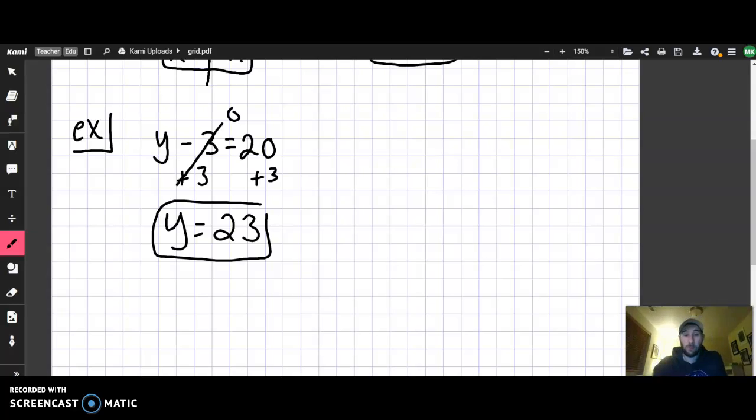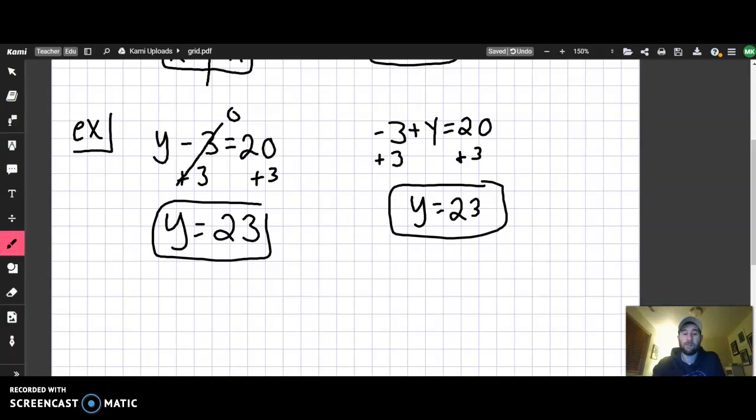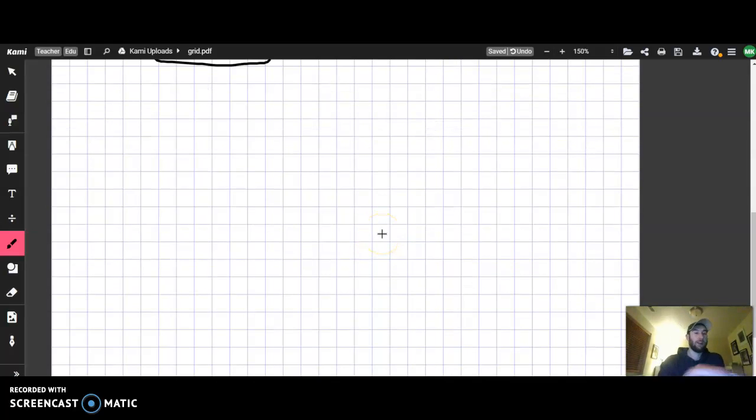Now, as we wrote it, is the exact same thing as saying negative 3 plus y is equal to 20. We're still going to be adding by 3 on both sides, and our y will still equal 23. So either order works. As long as the negative is on the 3, that counts as subtraction, so we can add in order to solve for y. Now, let's take a look at another example here.